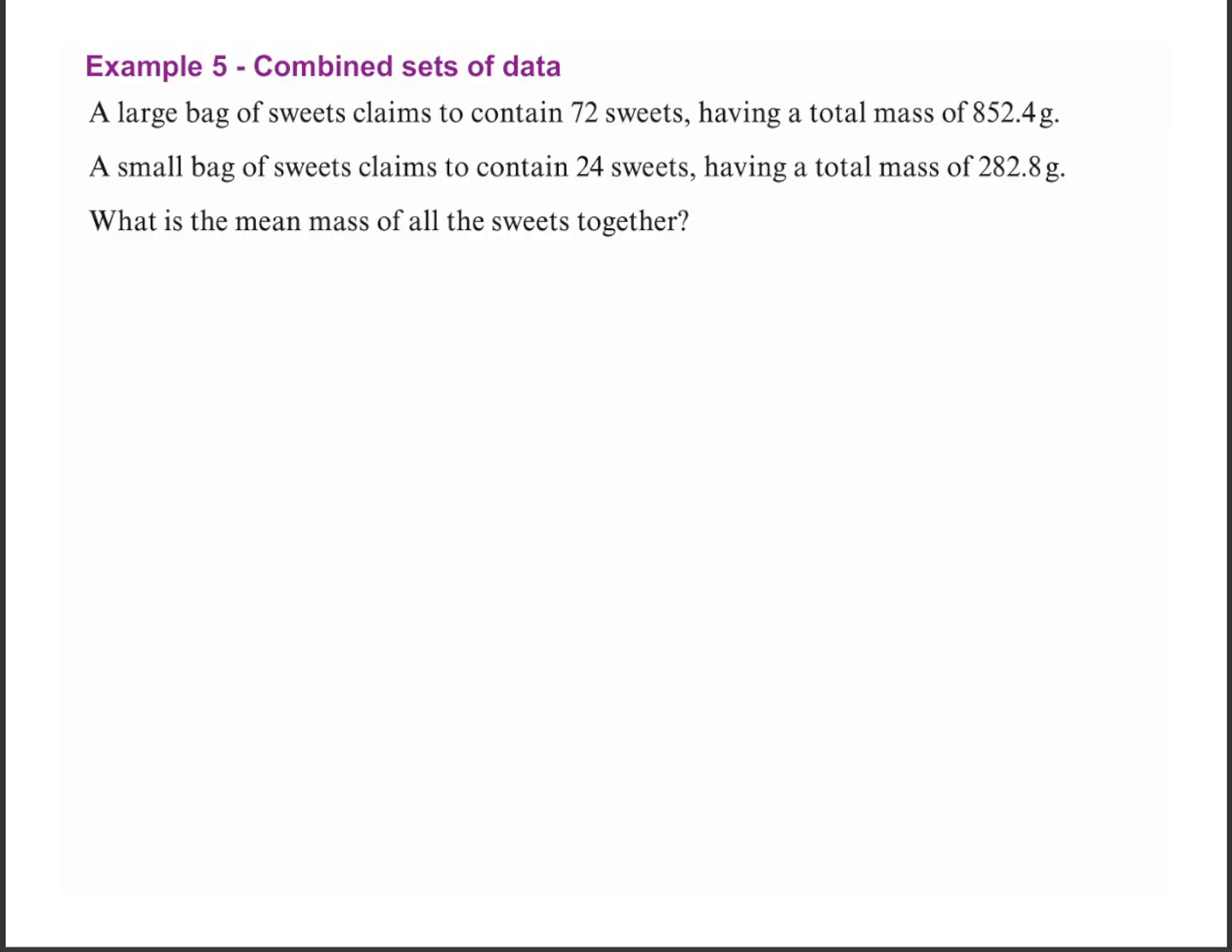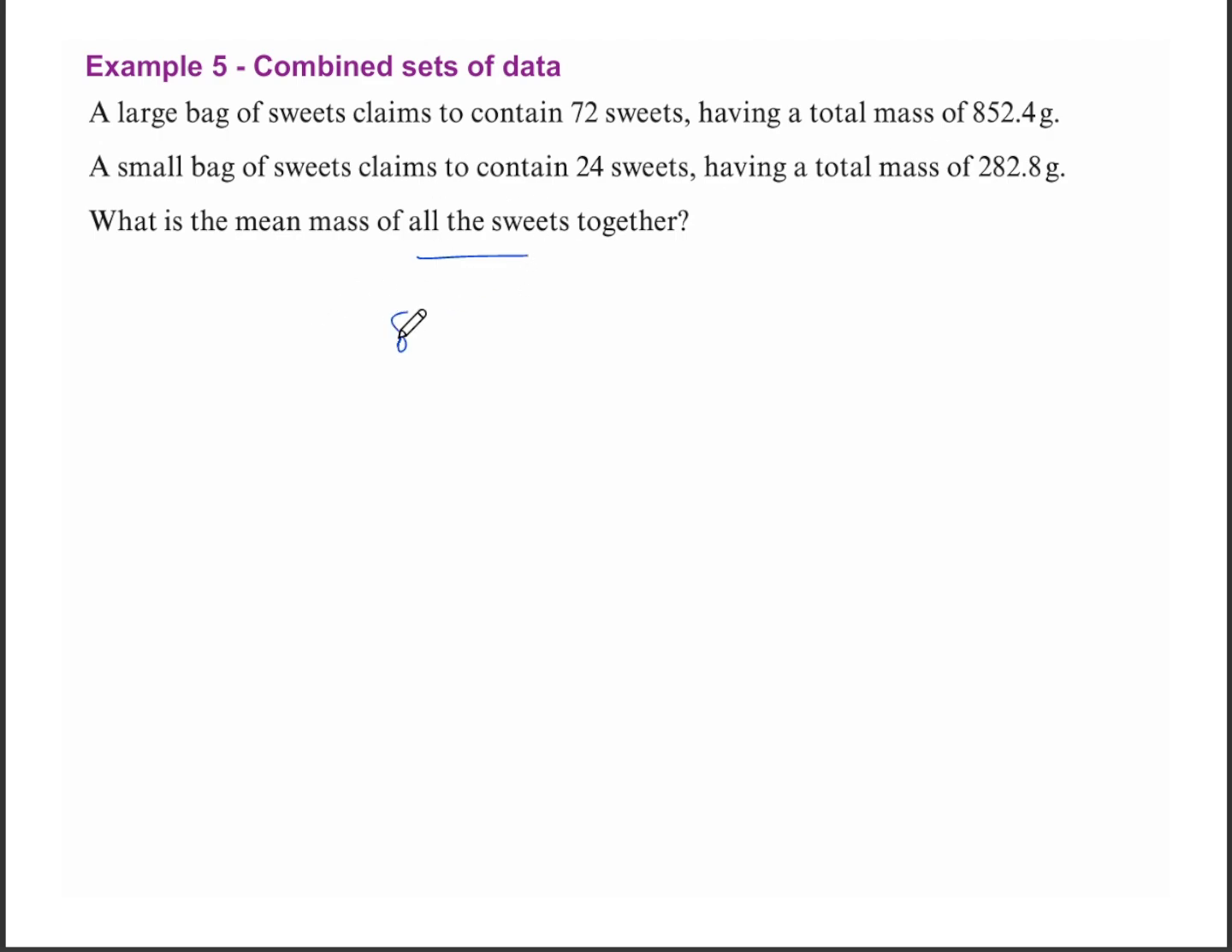Let's move on to the next example. We're talking about combined sets of data. A large bag of sweets claims to have 72 sweets, having a total mass of 852.4 grams. And a small bag of sweets claims to have 24 sweets, having a total mass of 282.8 grams. What is the mean mass of all the sweets together? And so we need to take the total mass of all the sweets together, divided by the number of all the sweets together.